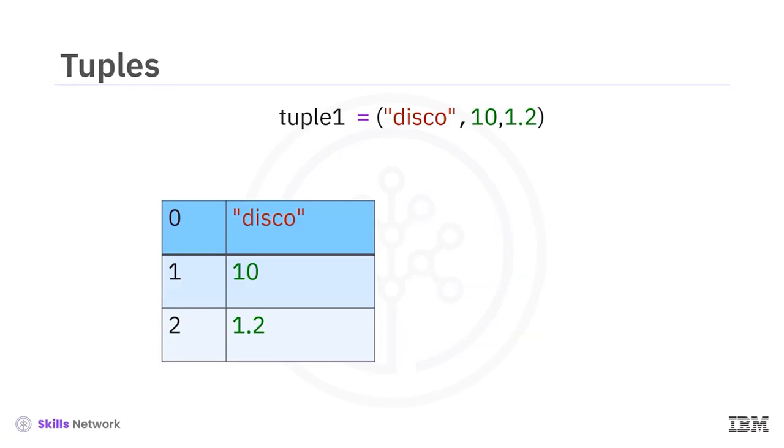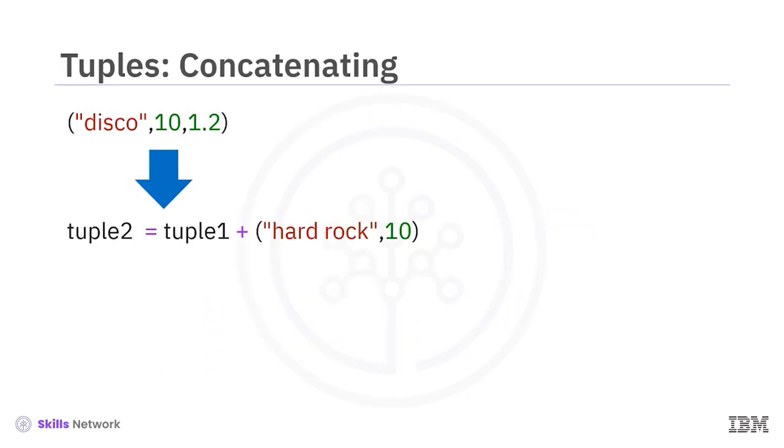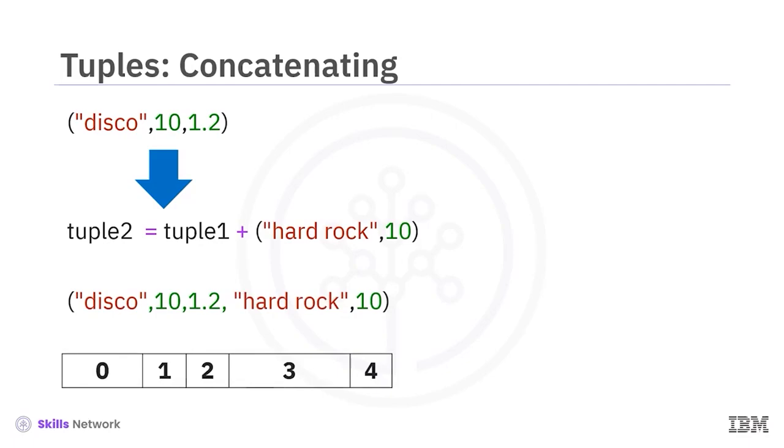In Python, we can use negative index. The relationship is as follows. The corresponding values are shown here. We can concatenate or combine tuples by adding them. The result is the following, with the following index.